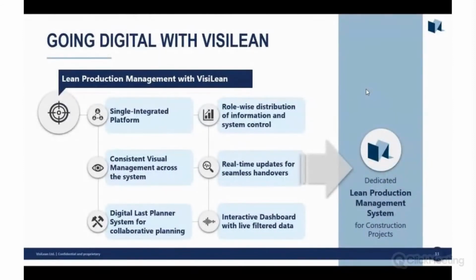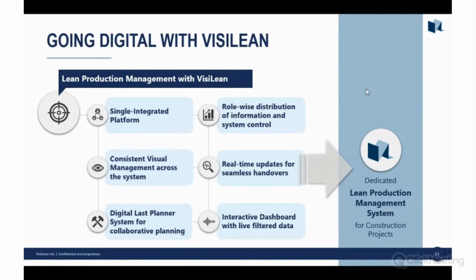Okay, so that was the theory behind lean production management. And now we're going to go into how VisiLean tackles that and helps you go digitally lean. So we've created a single integrated platform. No matter what you're used to using, whether it's Excel, Asta, P6, Revit, Synchro, anything, we can integrate that all into our one platform. So everyone works off the same thing at the same time. So no more working in silos or waiting for information to pass around. It's all there in one place.